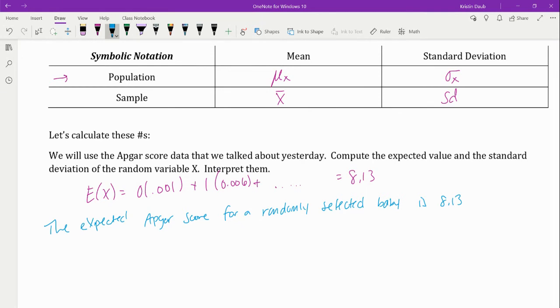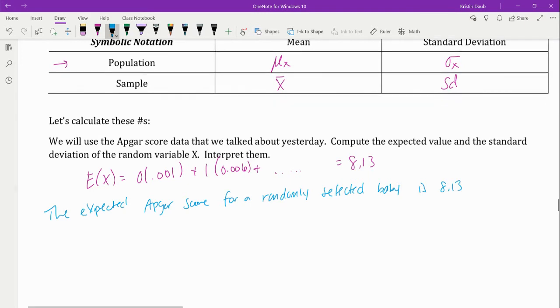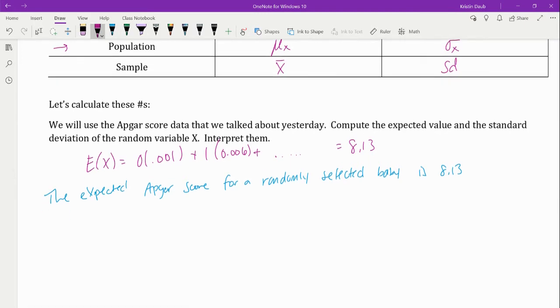Alrighty, now for the standard deviation, let's calculate the variance first. What we're going to do for the variance is take each value. So the first value is 0, minus the mean, which is our expected value, squared, times the probability that that occurs. And I've got to show another one. So I'll take my next value as a score of 1, times the probability that 1 occurs, plus, and all the way to the end.